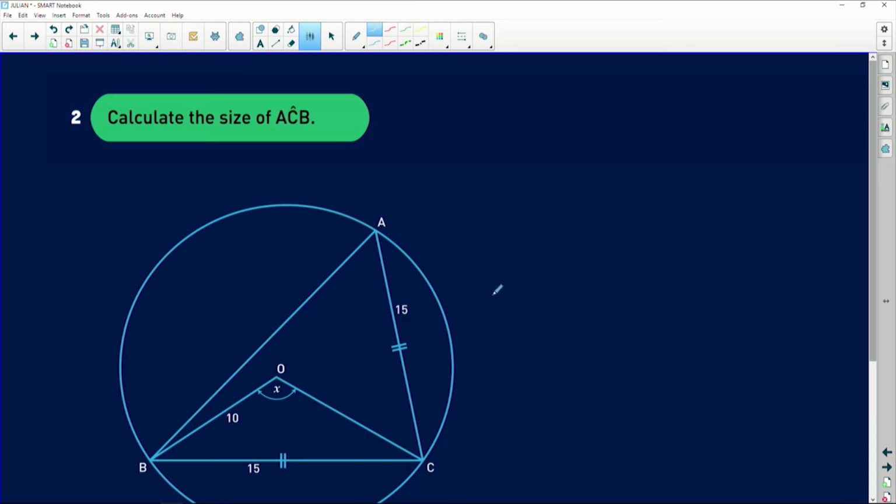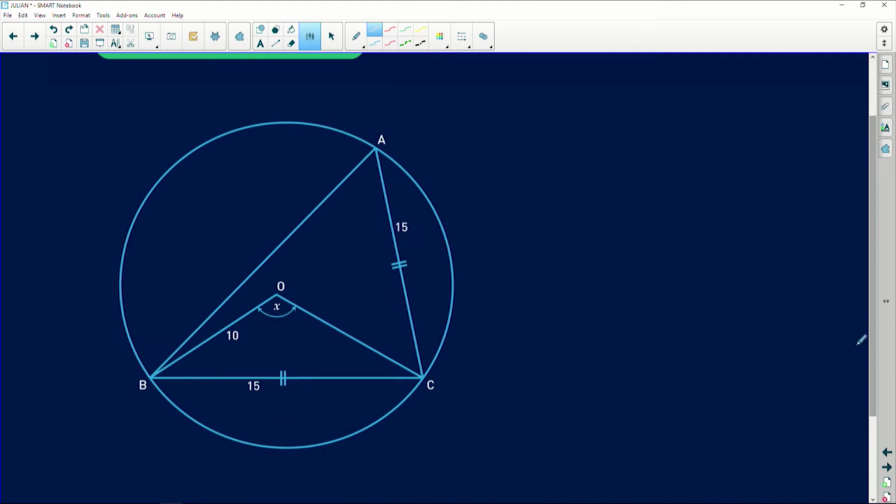Guys, let's have a look at the next part of this question. It says calculate the size of ACB. Okay guys, so ACB is going to be this angle over here. We already know that this is equal to a half x, and this is also equal to a half of x. Right guys, so we can say straight away that this angle over here is going to be equal to 180 degrees minus x.